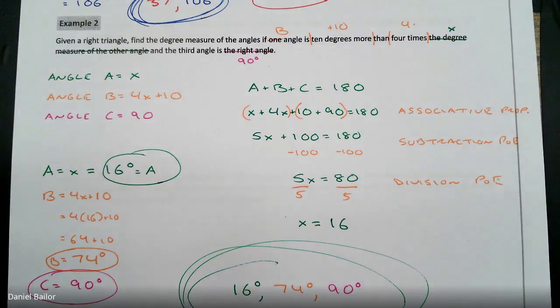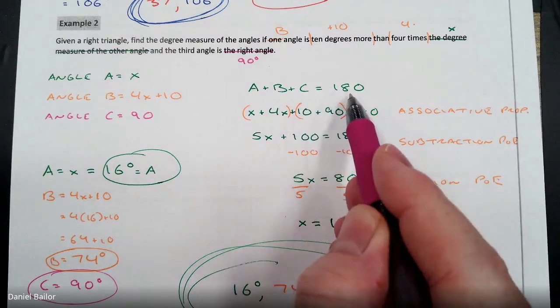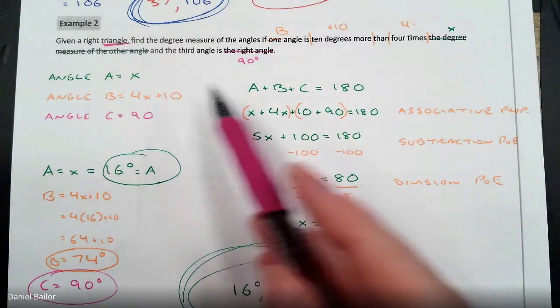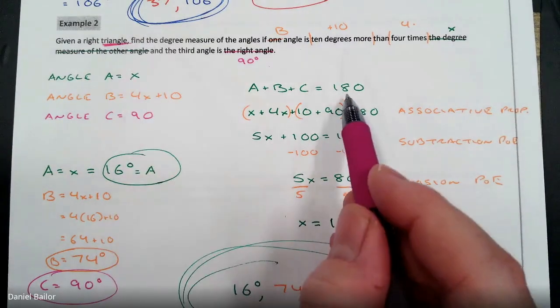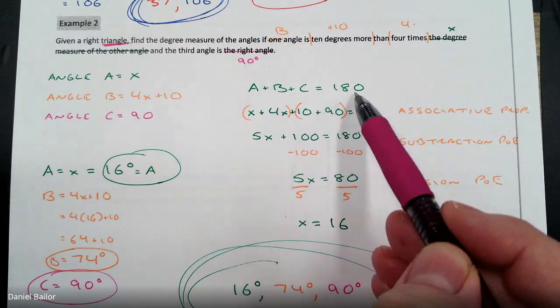Well, my equation is going to be A plus B plus C equals 180 because I know all triangles, and this is a right triangle, the degrees in a triangle equal 180. So I know these 3 angles have to add to make 180.